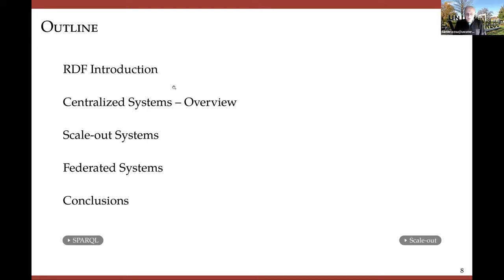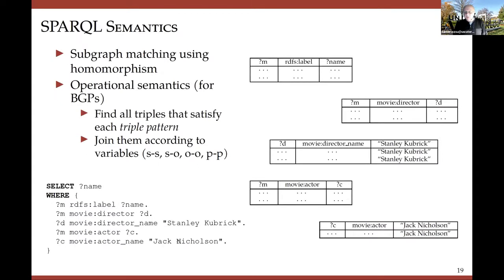Then I have some overview slides on centralized systems. Again, I won't touch upon those, and then I'll jump into scale-out systems. So these are mostly for background. The only thing I want to touch upon in the RDF introduction is the semantics of SPARQL. And I'm only focusing on a subset of SPARQL, which is called the BGP, Basic Graph Pattern.